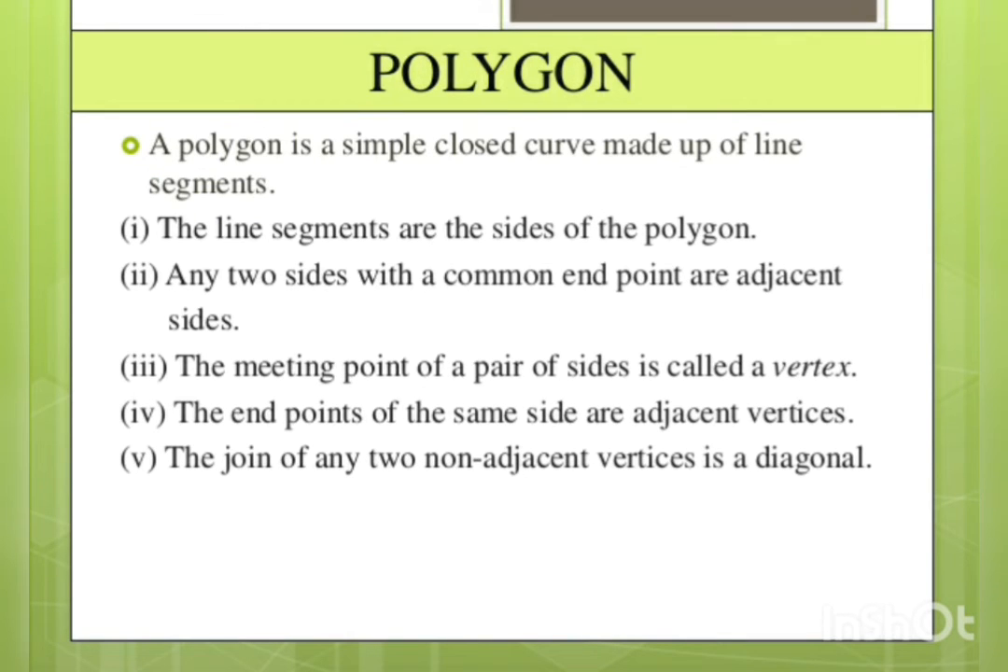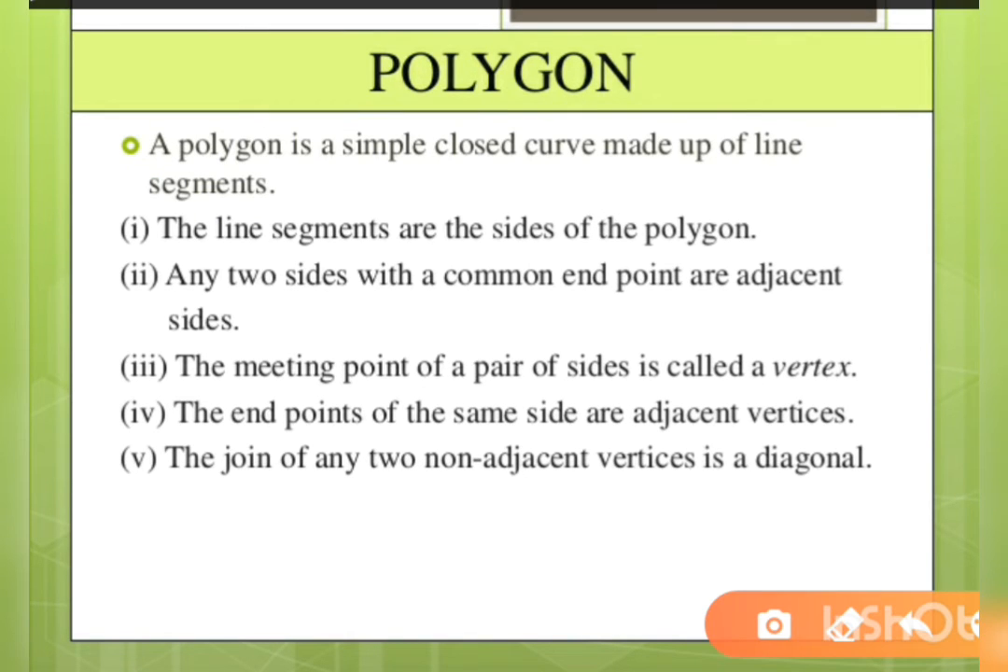Now we are going to learn polygons. What is a polygon? A polygon is a simple closed curve made up of line segments. If a figure is made of line segments, that is called a polygon. For example, if you take one triangle, this is line 1, this is line 2 and this is line 3. This is made up of line segments, so it is a polygon.